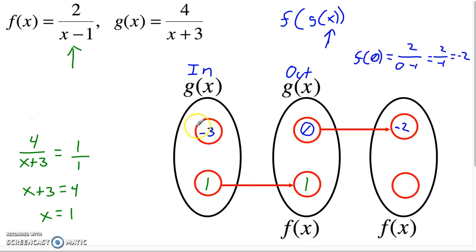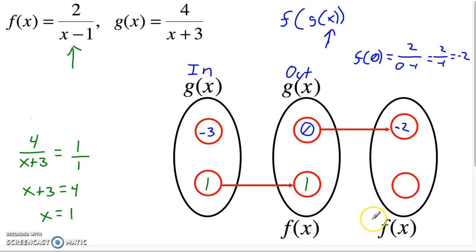So we can't plug a negative 3 into g, because g will have a problem. We can't plug a 1 into g, because that'll lead to a 1, which causes f of x a problem. We're not going to get a 0 out of g of x, so that means f of x will never get a chance to work on 0. 0 would have led to negative 2, right, up here, f is 0, but that's never going to happen, so negative 2 is going to come out of our range.